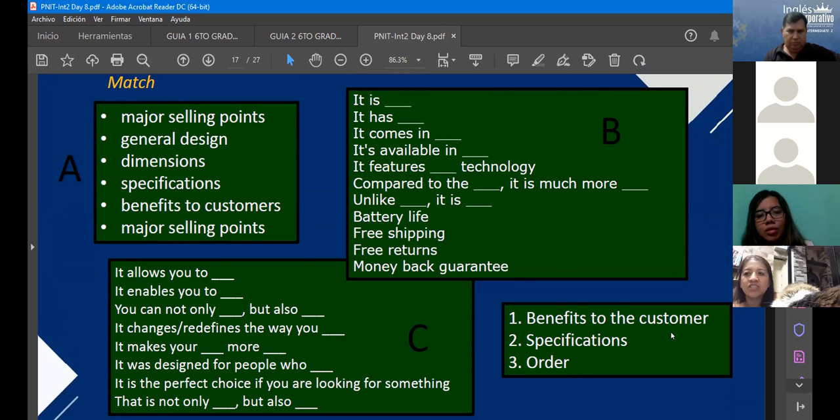Benefits. So the three things, the three areas. From A is the major selling point. You need to include the three things.